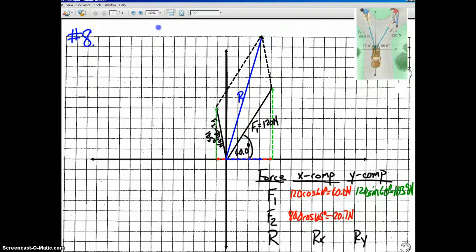F2, 80 sine of 105 degrees, and that equals 77.27 newtons. Notice how we're carrying digits out further than what we need to, because we don't want to sig fig ourselves out of the correct answer here.